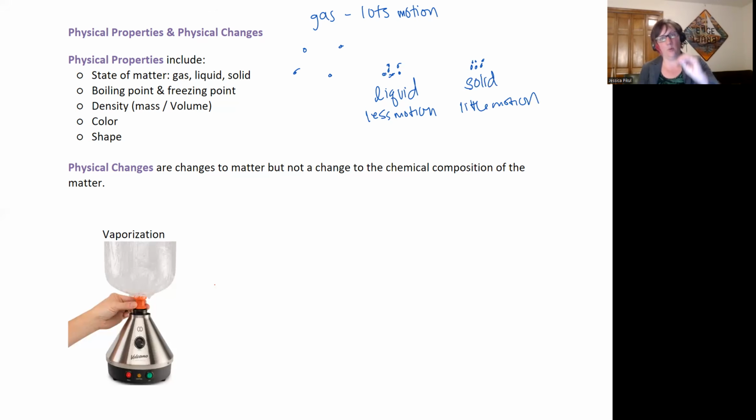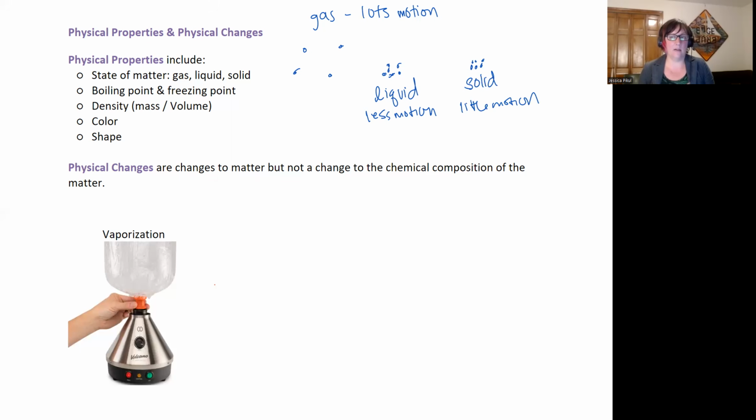It would go from being a liquid to a gas. So other physical properties include the temperature at which something undergoes a phase change or a change to its state of matter. So boiling point is when something goes from a liquid to a gas. Freezing point is when you go from a liquid to a solid. And for water, that happens at 100 degrees Celsius for boiling and 0 degrees Celsius for freezing.